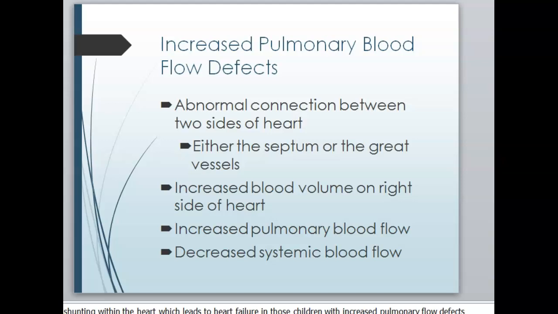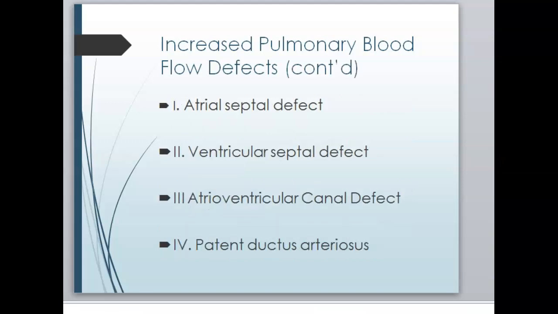There is increased blood volume on the right side of the heart because the pressure is greater on the left, pushing the blood over to the right. Increased pulmonary blood flow and decreased systemic blood flow. So there is a left to right shunting within the heart, which leads to heart failure in those children with increased pulmonary flow defects. Increased pulmonary flow defects include atrial septal defect, ventricular septal defect, atrioventricular canal defect, and patent ductus arteriosus.